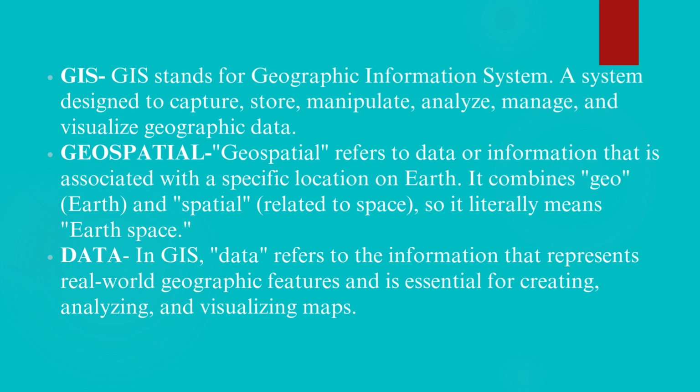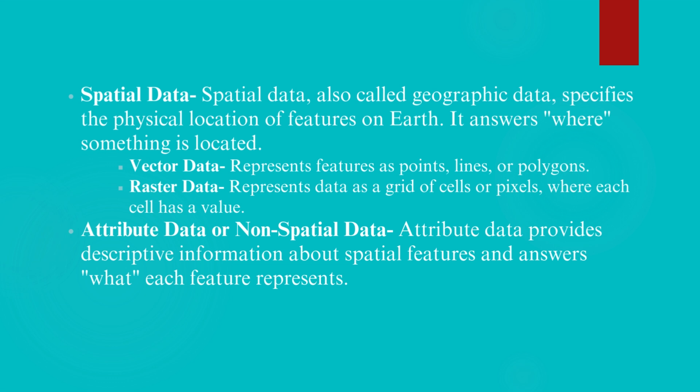What is geospatial? Geospatial means information connected to a location on Earth. Geo means Earth, and spatial means space or location. Basically, geospatial refers to data or information that is associated with a specific location on Earth. What is data? In GIS, data refers to the information that represents real-world geographic features and is essential for creating, analyzing, and visualizing maps.